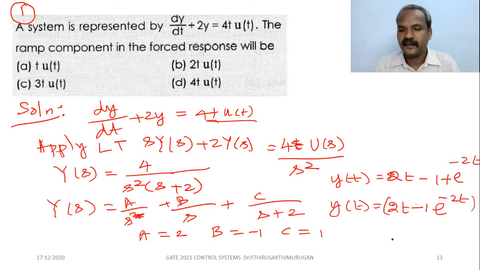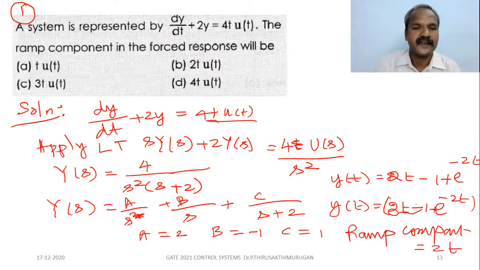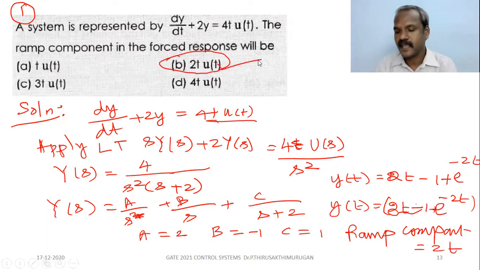In this, which is the ramp component? The ramp component is 2t. So which is the correct answer? B is the correct answer.